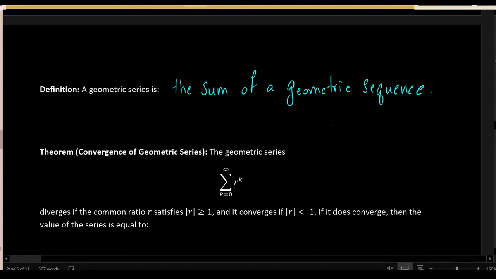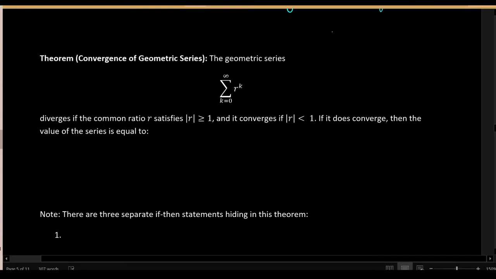Now, for geometric series, we have a very nice theorem that we can use to know right away, very quickly, without calculating any partial sums, whether or not the series converges. Not only that, but we will have a formula for the number that the series converges to. So, theorem, convergence of geometric series.